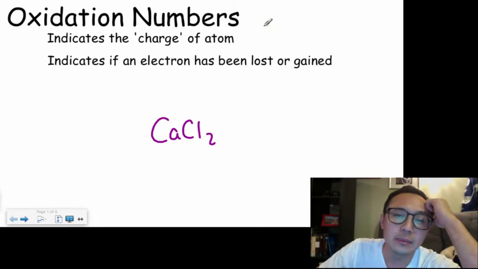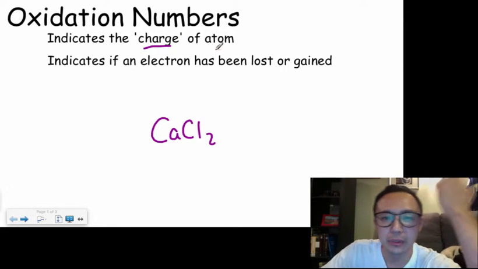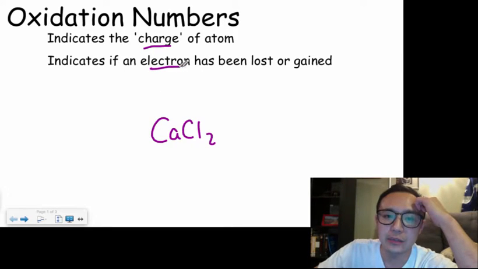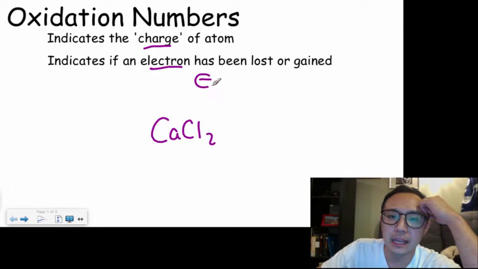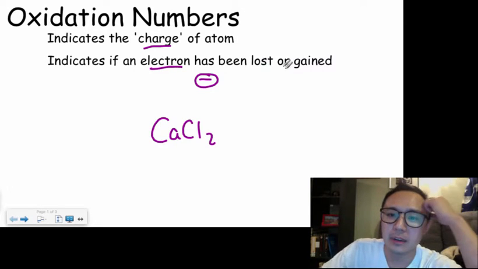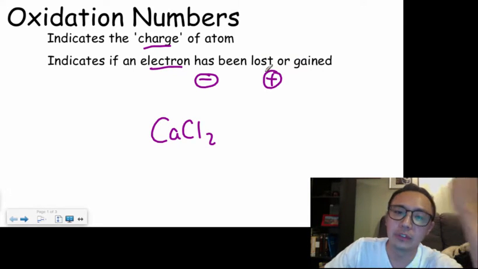So what are oxidation numbers? Basically, they're just looking at the charge of the atom. And when we're looking at the charge of the atom, it's basically looking at if any electrons have been lost or gained. So anytime you have something that has a negative charge, then you have gained extra electrons to make it negative, or if you have something positive, then you have lost electrons.